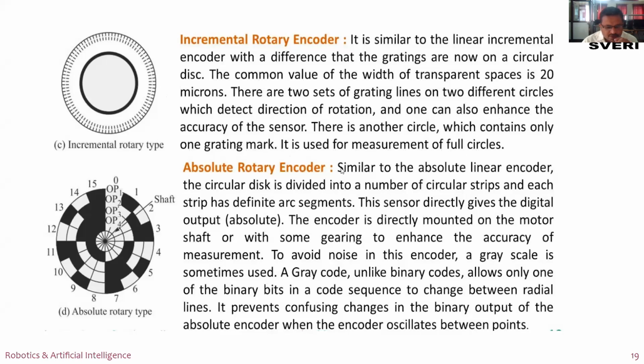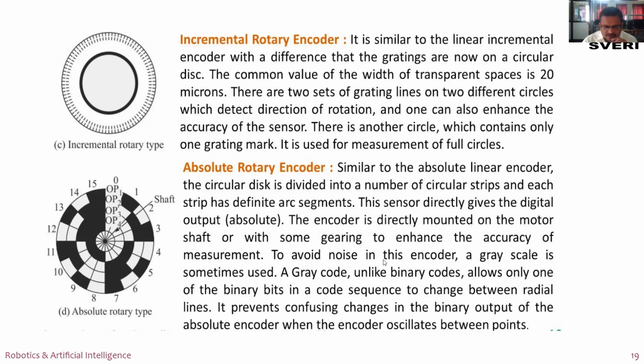Next is absolute rotary encoder. See that this is the absolute rotary type. Similar to the absolute linear encoder, the circular disc is divided into a number of circular strips, and each strip has definite arc segments. See that this circle or disc is divided into a number of circles and again into a number of arc segments. This sensor directly gives the digital output, that is, absolute value. The encoder is directly mounted on the motor shaft or with some gearing to enhance the accuracy of measurement.